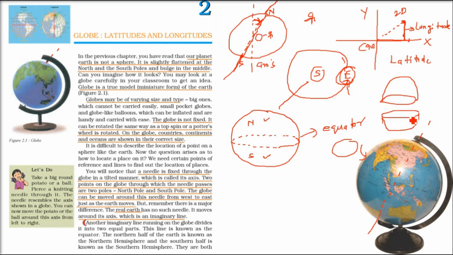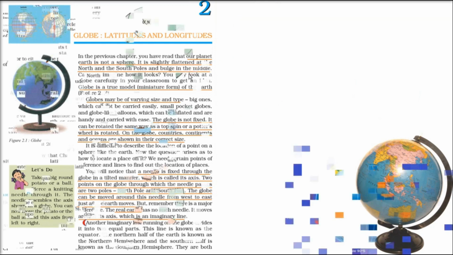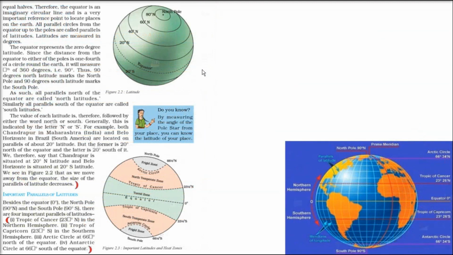If we cut it, the upper portion is called the northern hemisphere because it is in the north. The lower one, which is in the south, is the southern hemisphere. The Earth is like a sphere, and there is an imaginary line cutting it. It's not an actual line. The upper part is the northern hemisphere. The lower part is the southern hemisphere.